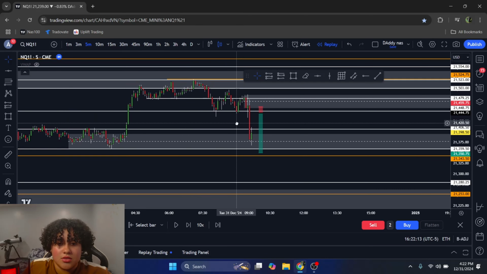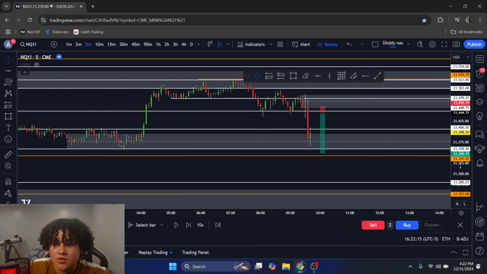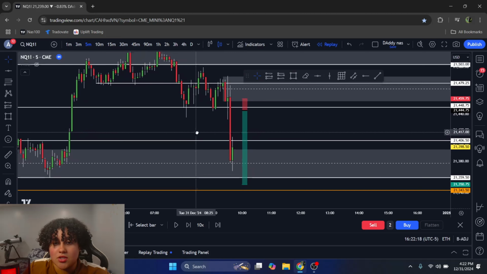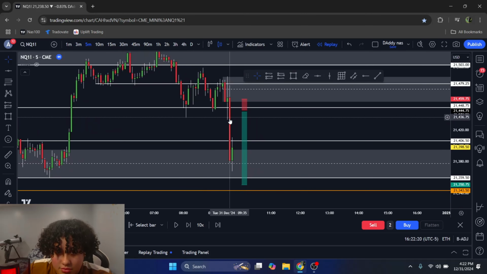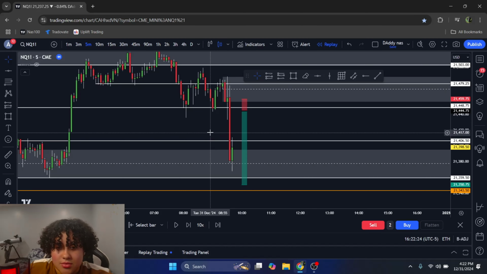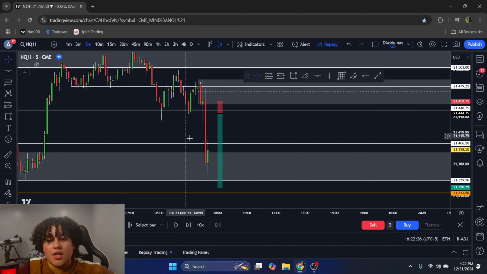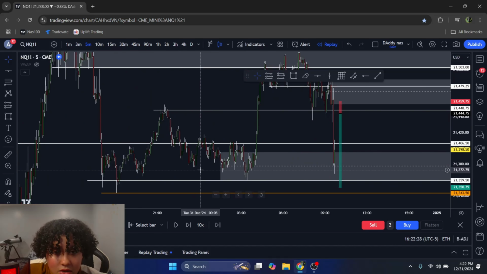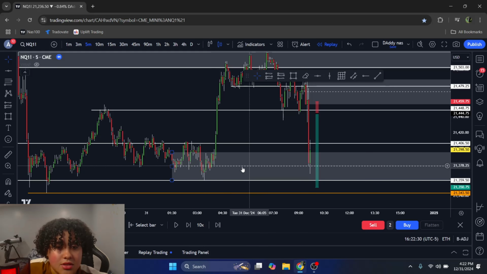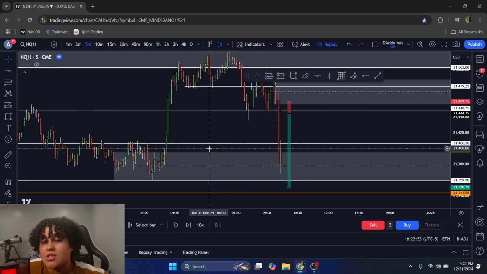Okay. So right here, this was the first trade that I actually took. I saw this aggressive selling, which created a 5 minute supply zone. And we touched down to this demand zone, or zone in general.